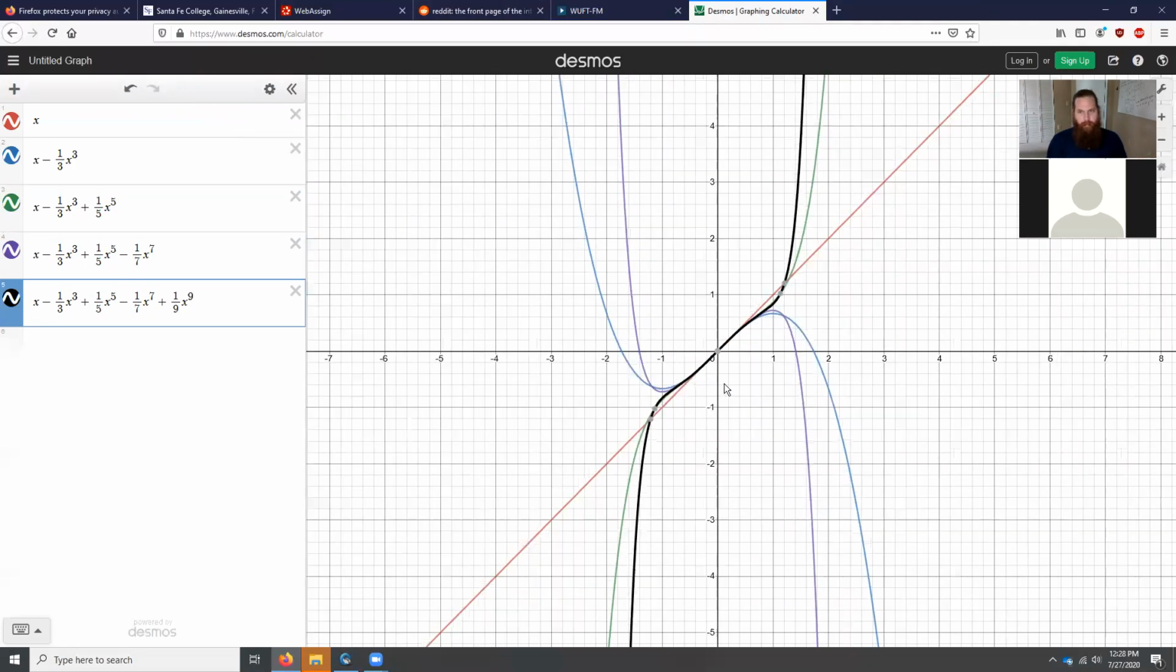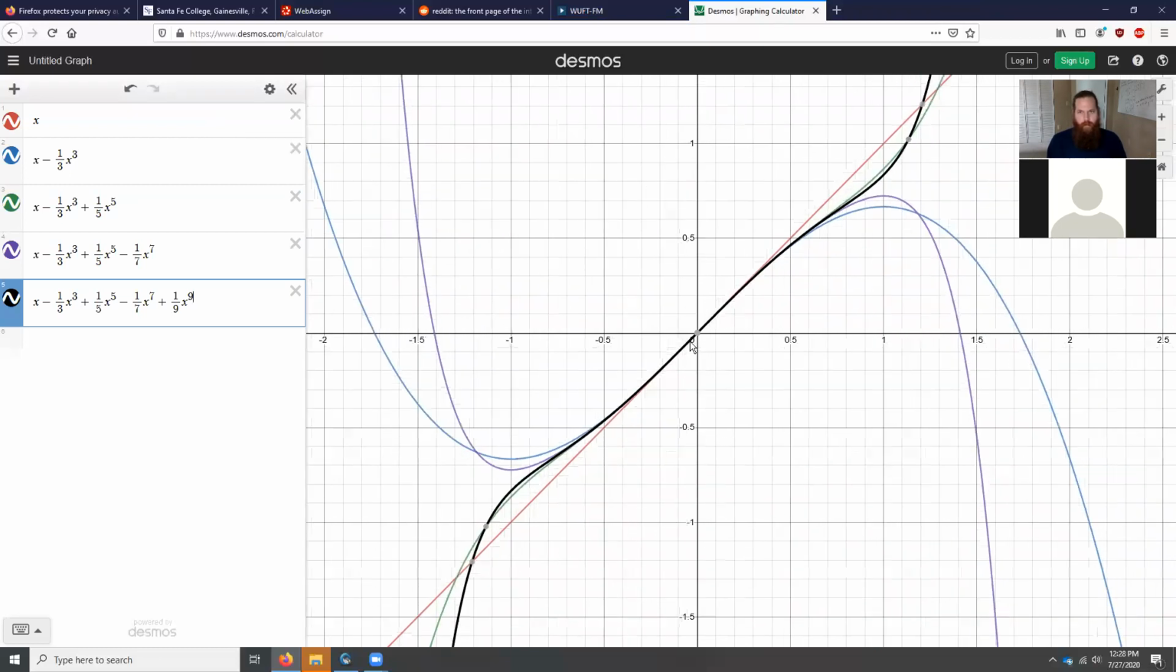Okay, and I'm going to zoom way in here. These are the partial sums of that series, and they're polynomials. Everybody sees that, right? The first term plus the second term, first term plus second plus third term, and so on.